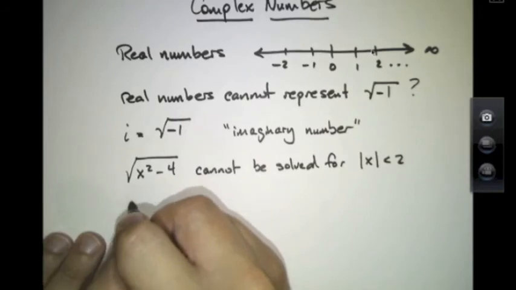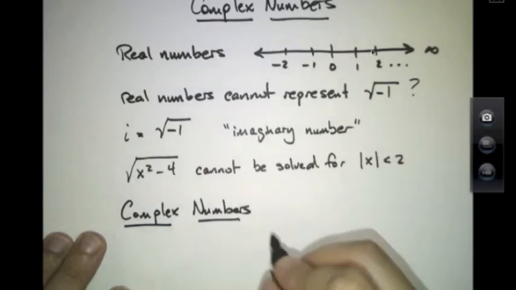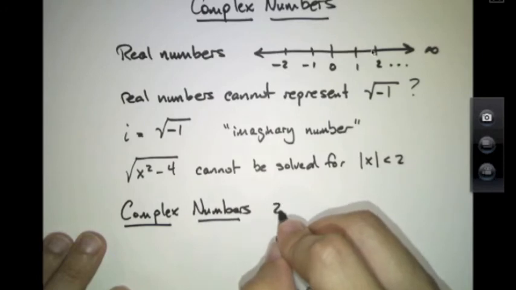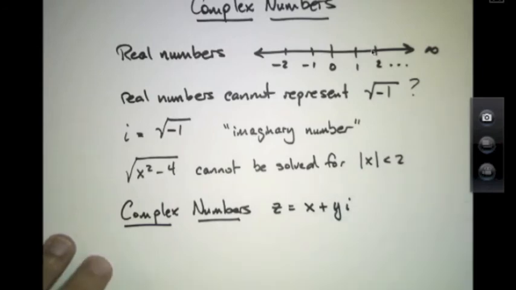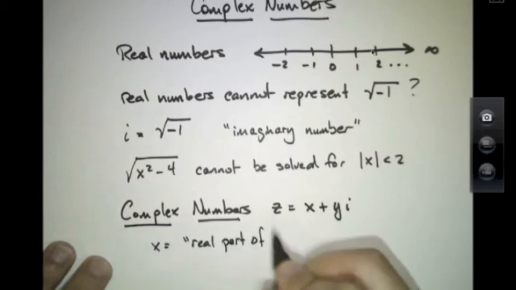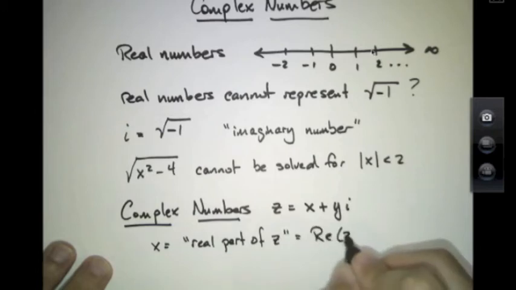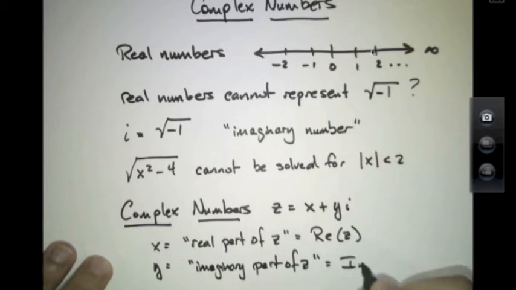So we define another kind of number called a complex number, which in general can have a real and imaginary part. So a complex number is usually denoted by z, and it has a real part x and an imaginary part y. x is sometimes denoted as the real part of z, y is the imaginary part of z, which is sometimes denoted like this.